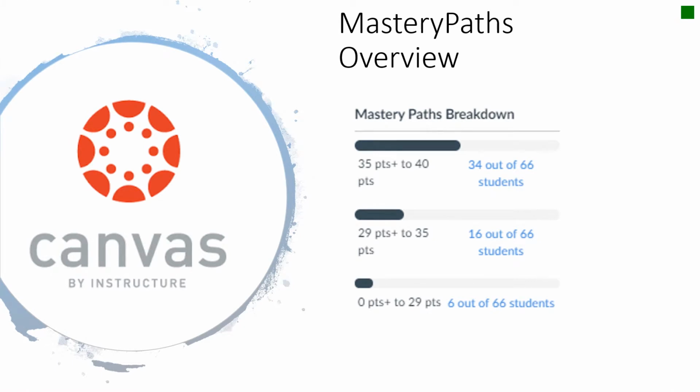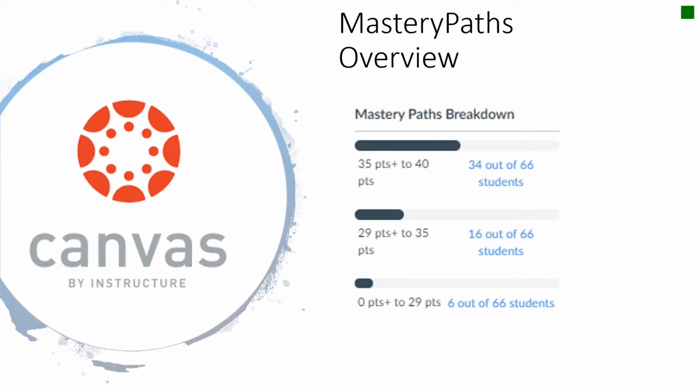This is an example of one of my mastery paths and how students scored on the first assessment. I had 34 out of 66 score at the top level, 16 out of 66 at the medium level, and 6 out of 66 at the lower level. So it gives you an idea of the breakdown.